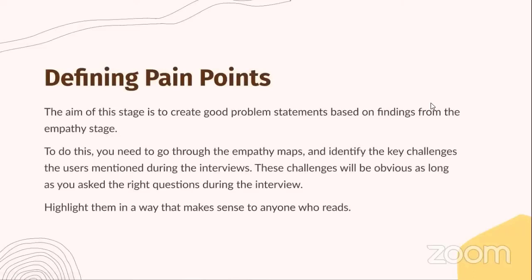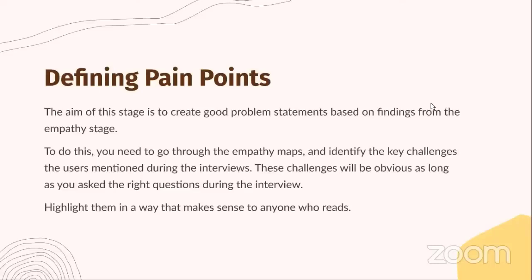So after you've been able to summarize the feedback into the empathy map, next is to highlight the key problems that you uncovered from their responses. Now you have your empathy maps. Everything is pretty organized. Everything is summarized. So it's from that you begin to scan through and look for the problems that they said they have, or you observed that they have yourself. So the aim of this stage is to create good problem statements based on findings from the empathy stage.